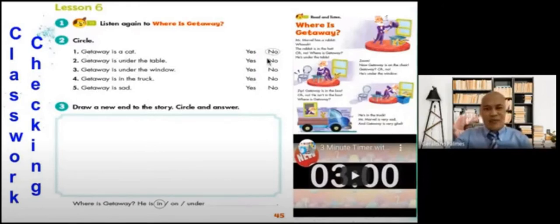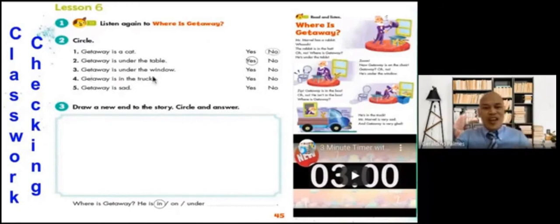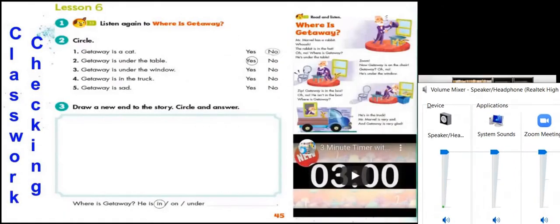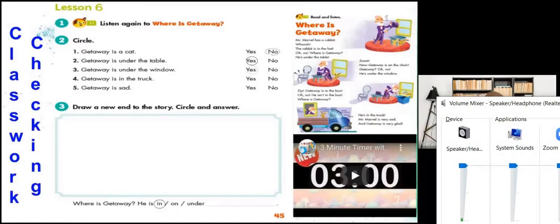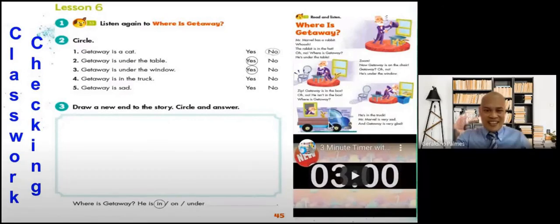Getaway is a cat. Obviously, the answer is no, because Getaway, as you can see, is a rabbit. Number 2, Getaway is under the table. Is it yes or no? Look here. Getaway is under the table. That's correct. The answer is yes. Number 3, Getaway is under the window. Can you see the picture right here? Is he under the window? Yes. Okay, that's correct. Getaway is in the truck. As you can see here in the last picture, Getaway is in the truck, and the answer is yes.